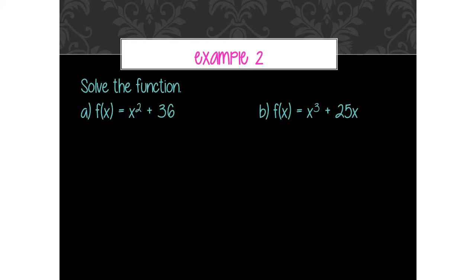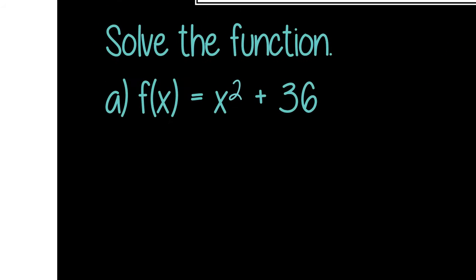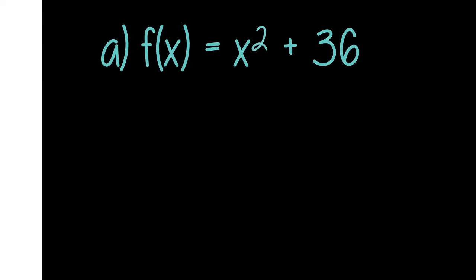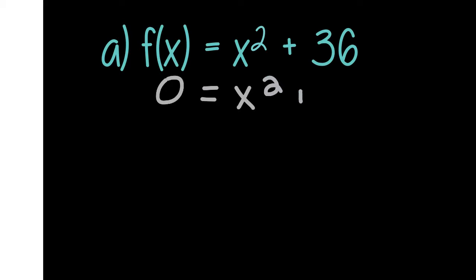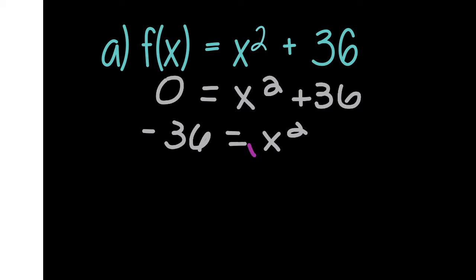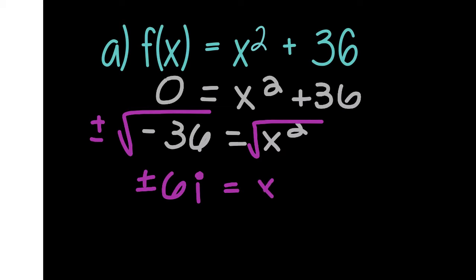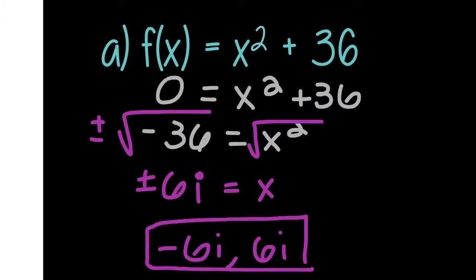So example 2 says solve the function. If I look at A, the first thing I'm going to try to do is factor. Can you factor x squared plus 36? Nope. So I'm going to solve it by setting it equal to 0. I can subtract the 36. I can square root both sides, making sure I do what on that left? Plus and minus. So this is plus and minus the square root of negative 36, which is 6i. So my answer would be negative 6i and positive 6i. There are 2 of them. If I look back at my question, the highest exponent was squared, which tells you I should have had 2.